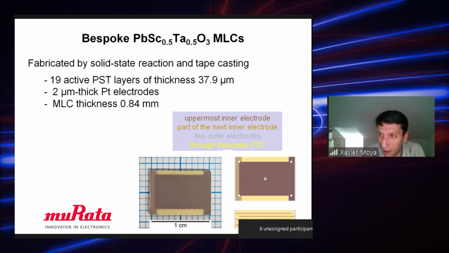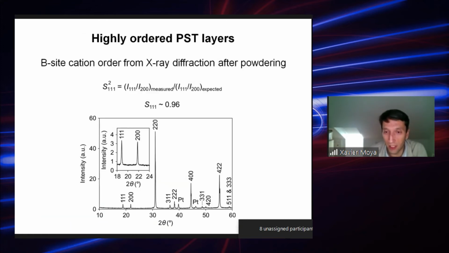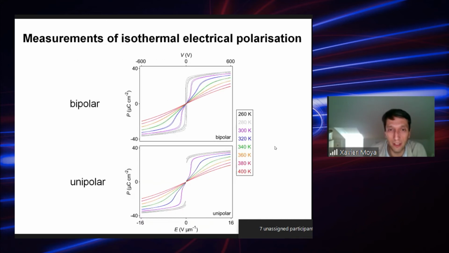The capacitors that I'm going to show you today have 19 layers of PST. They were 0.84 millimeters thick in total, and they were highly ordered. The ordering we tested with X-rays: by comparing the intensity of the superstructure peak to the standard peak, you can see how well ordered the material is, and we got almost 100% ordering, which is really good.